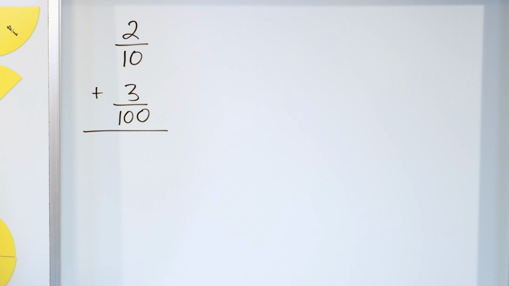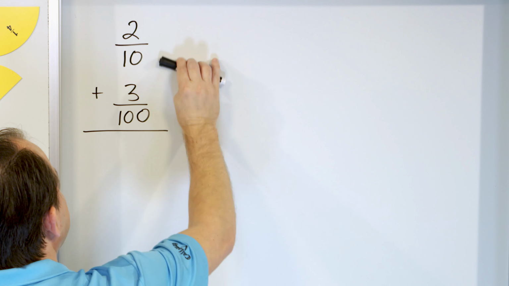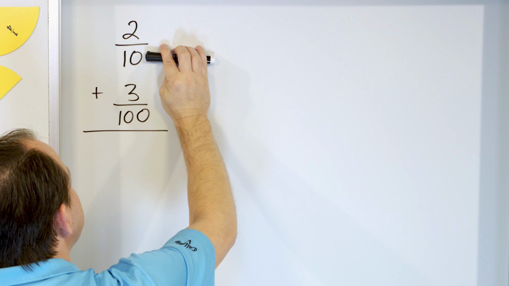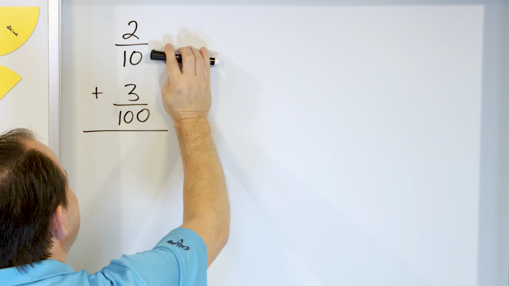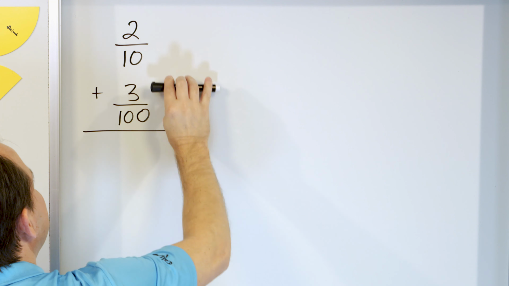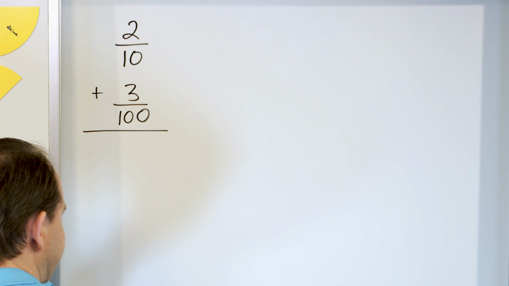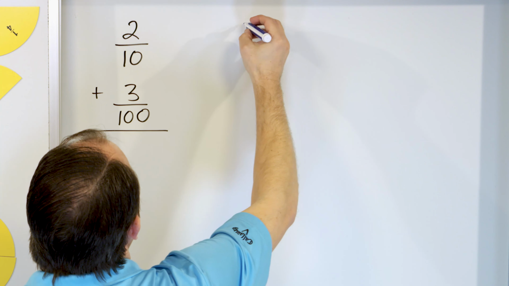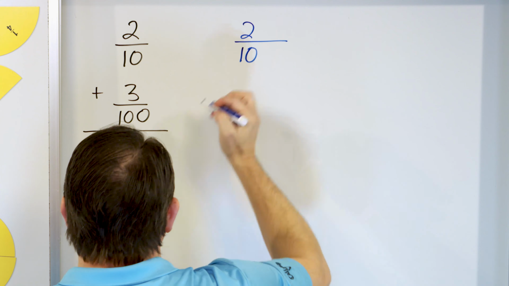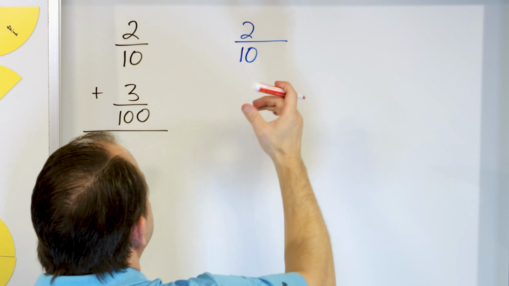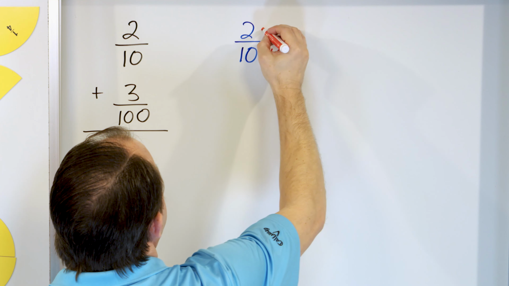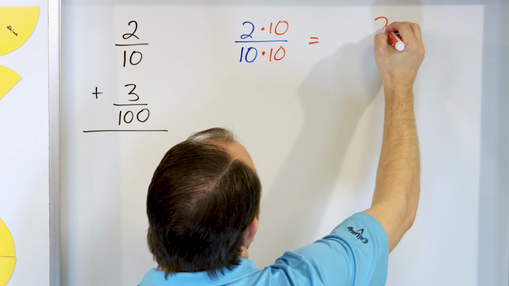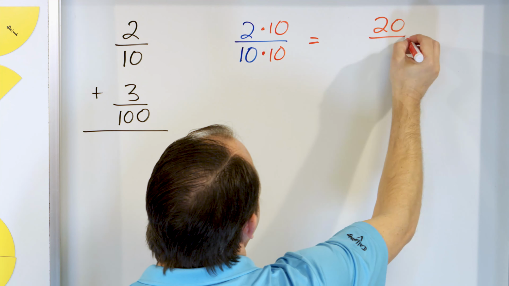But what we know is that we just need to change one of these or both of these to have the same bottom number. What happens if I change this by multiplying by 10? 10 times 10 is 100, so it would match this denominator. That is the strategy we're going to use here. We're going to take 2/10 and change it by multiplying the top and the bottom by 10. What do we get? 2 times 10 is 20, and 10 times 10 is 100.